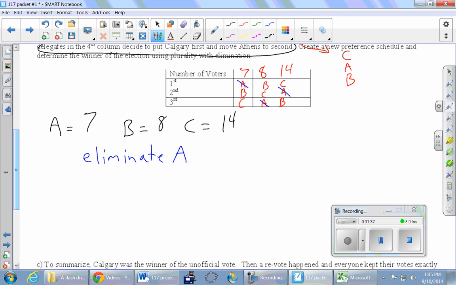So the only column that matters is which one? It's the first one. And those 7 votes now go to B, right? Because A is no longer there to get them. Okay, so A is out of the picture. B is here, C is here. C didn't gain anything, so C is still stuck at 14. But B just got how many more? 7 more. So 7 plus the 8 is 15. So who wins? So B wins.